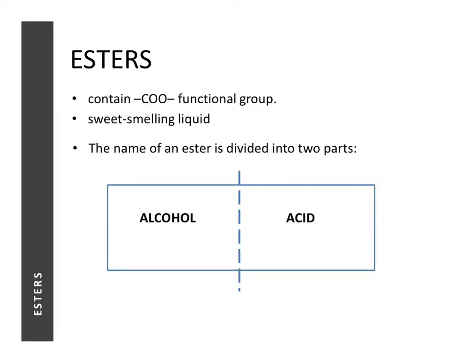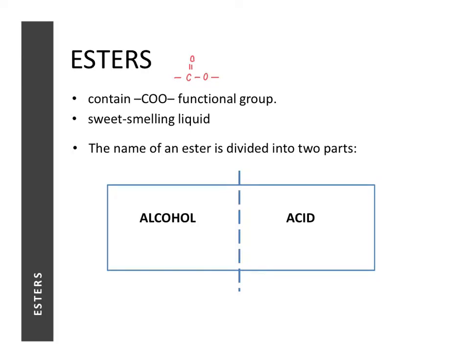We have learned that when a carboxylic acid reacts with an alcohol, it produces a product that has a special feature, and the special feature is a COO functional group. This group we call a functional group, and compounds with this functional group we call esters. Now the thing to remember about esters is that they are sweet smelling. This is the most important characteristic that is associated with esters.